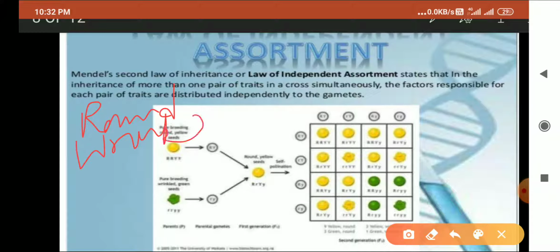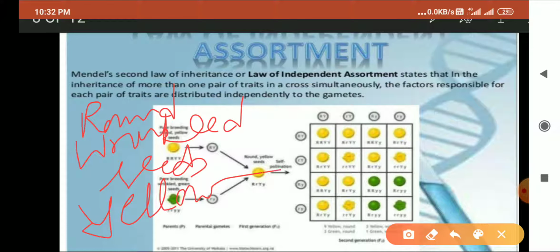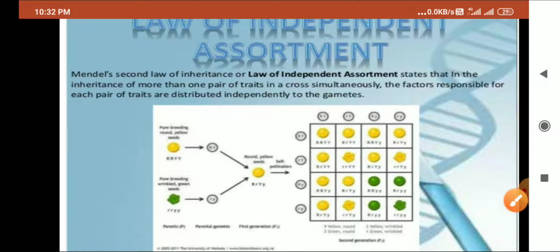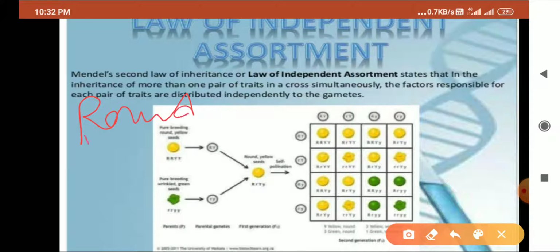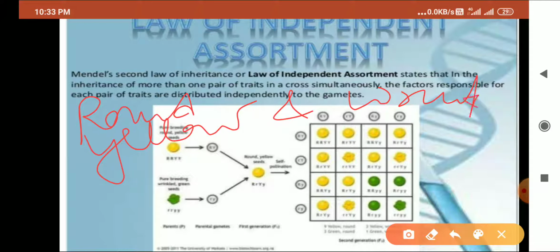He crossed round yellow seeds with wrinkled green seeds. Round yellow and wrinkled green.